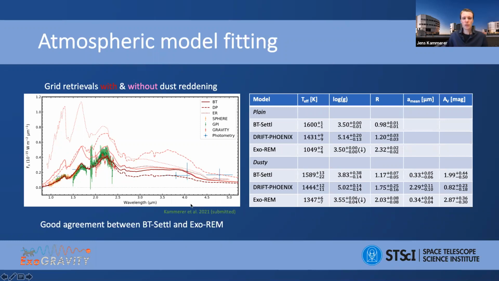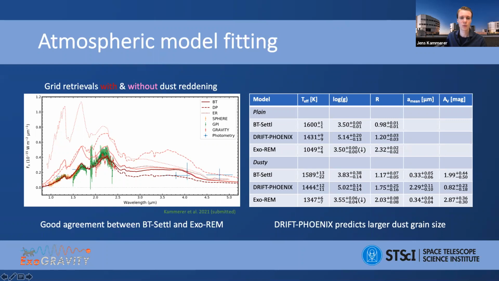We find a good agreement between the BT-Settl and the Exo-REM models, especially about the dust grain size, which is predicted to be around 0.3 microns or so. But the DRIFT-PHOENIX grid predicts a much larger dust grain size and therefore a much larger extinction over the L and M bands, where the NACO photometry from Thomas Stolker et al. is just not precise enough to place any meaningful constraints on these models.